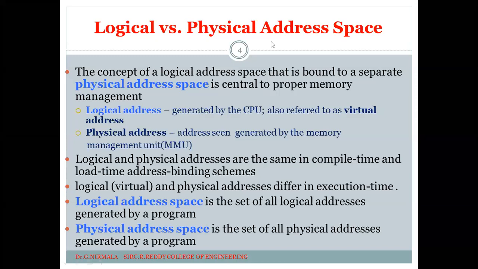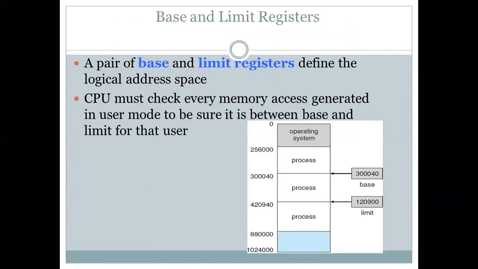Here, logical address space is the set of all logical addresses generated by a program. Physical address space is the set of all physical addresses generated by the program. Means here we have two addresses, one as logical address and the other as physical address. Up to that, both are the same in case of compile time. During the runtime, we have to differentiate what time it will be loaded and how much time it will take to execute. Here we have to identify two registers, base and limit registers.